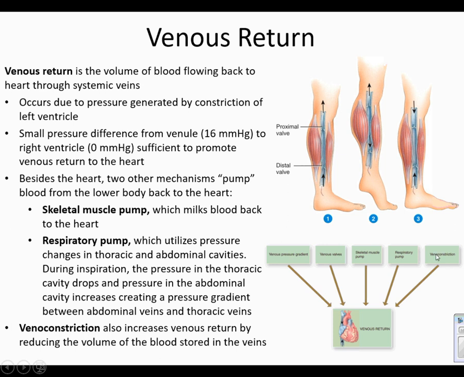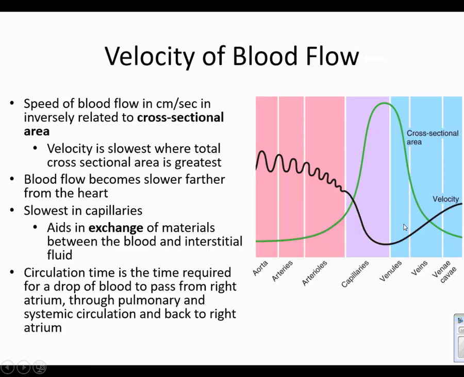And those 5 factors, as we can see over here, influence venous return: venous pressure gradient, venous valves, skeletal muscle pump, respiratory pump, and venoconstriction that we talked about earlier.